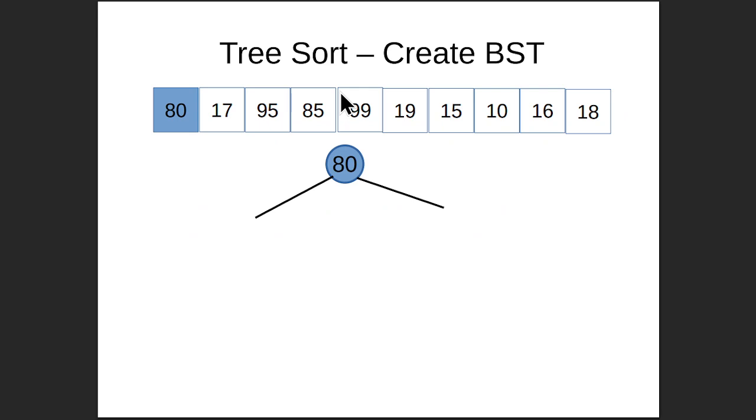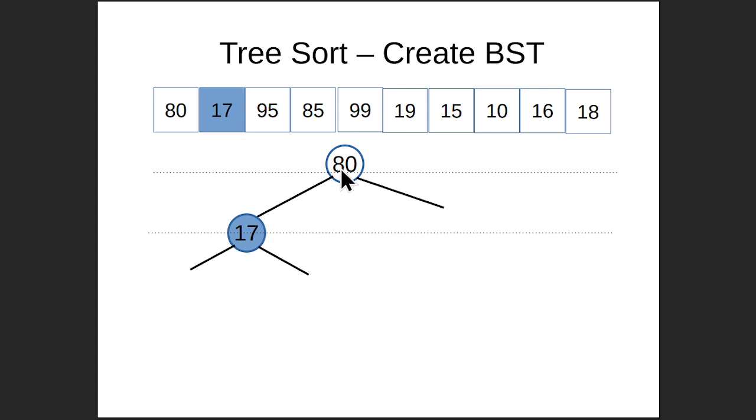So here is an array of 10 numbers, starting with 80. We will move from left to right, and each time we will insert a number into the binary search tree. First is 80, so that would be the root of the binary search tree. The next number would be 17. When we start at the root node, 17 is less than 80, so it will be inserted as a left child of 80.